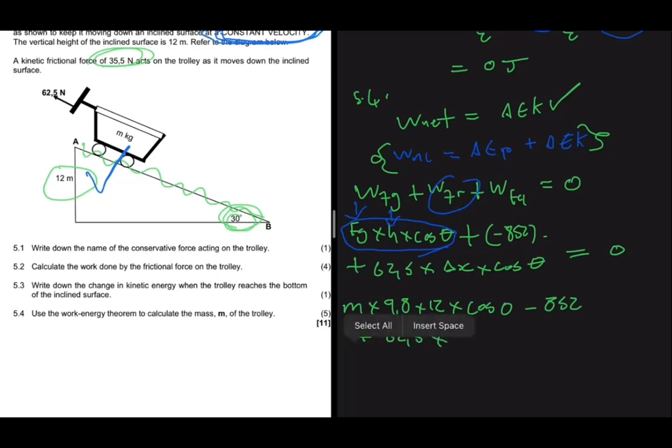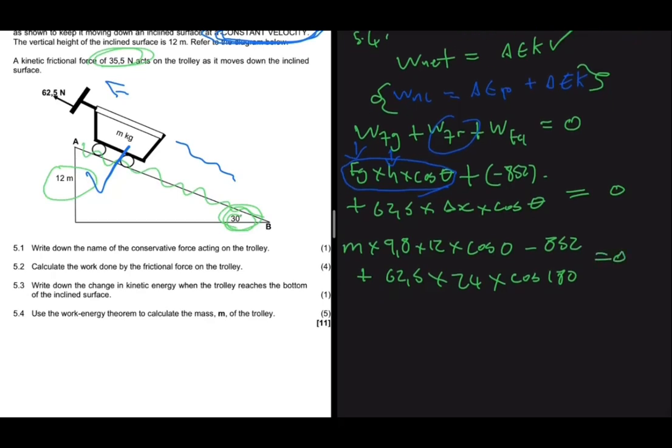62.5, and then the displacement we calculated, we know that is 24, and then multiply by cos of 180. Why am I saying cos of 180? Because this force applied is pulling the object up, but then the object keeps sliding down at constant velocity. So the angle between the force and the direction of the motion is 180, and that will all be equal to 0. So you can see here that the only variable we have left is the mass.